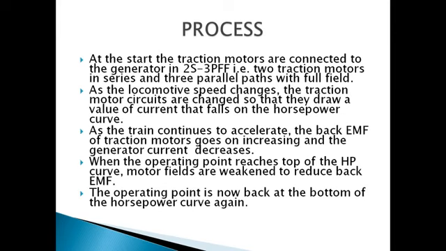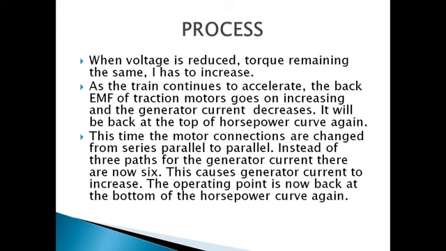As the train continues to accelerate, the back EMF of traction motors goes on increasing and the generator current decreases. When the operating point reaches the top of the HP curve, motor fields are weakened to reduce back EMF. The operating point is now back at the bottom of the horsepower curve again. When voltage is reduced, torque remaining the same, current has to increase.